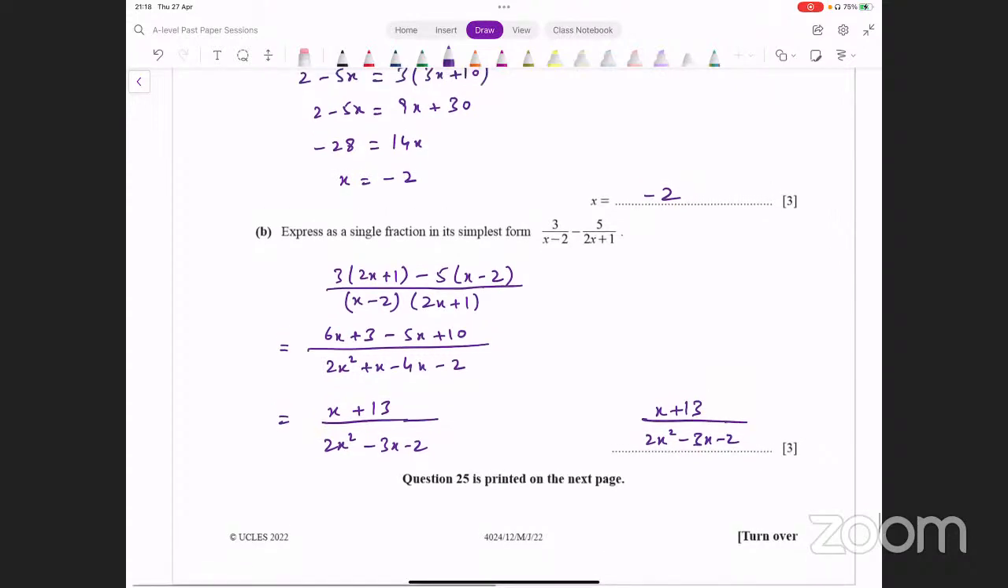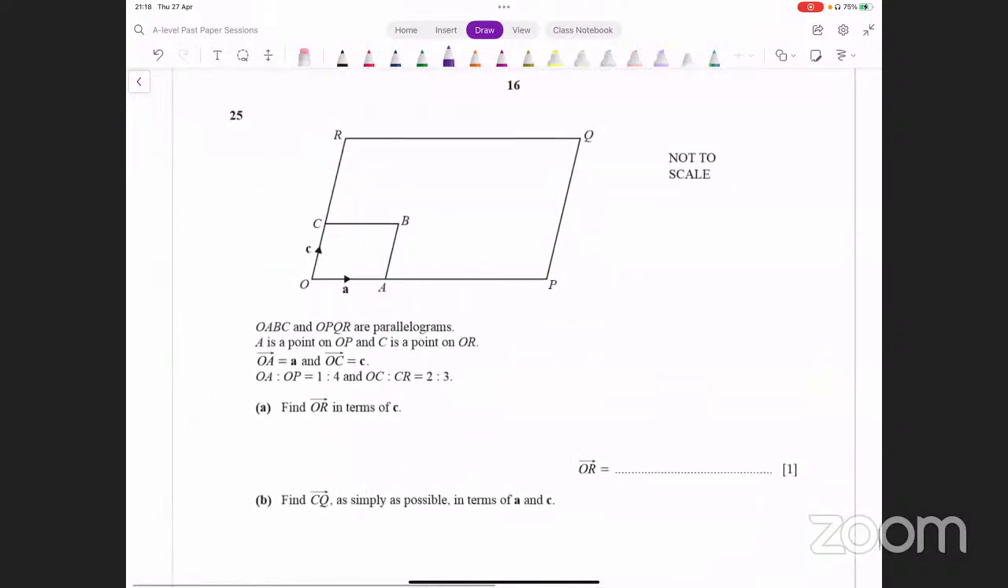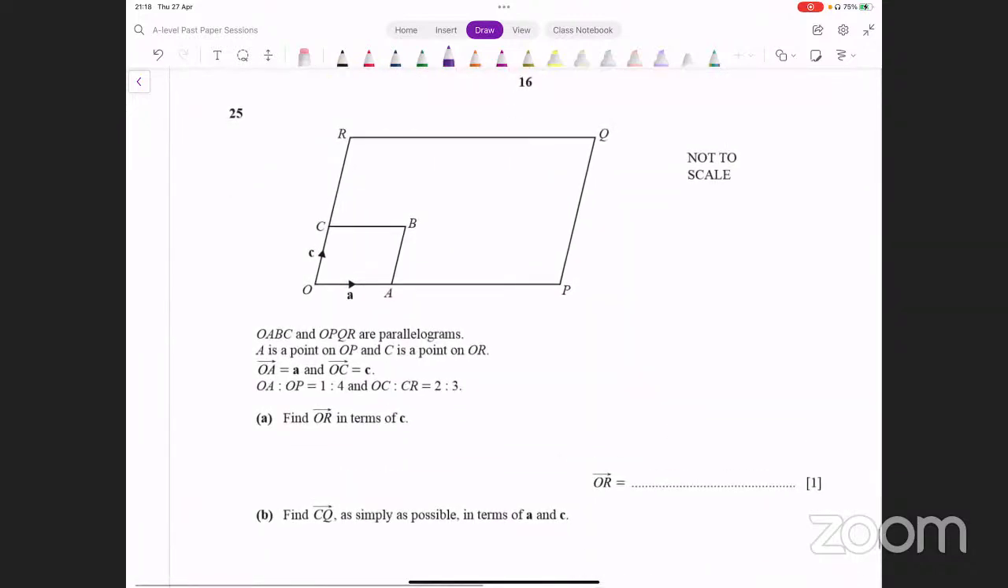Okay, that was 24 part B. Let's move on. Question number 25. Let's have a look at this. OABC and OPQR are parallelograms. So you have a big parallelogram here and you have a small parallelogram here.